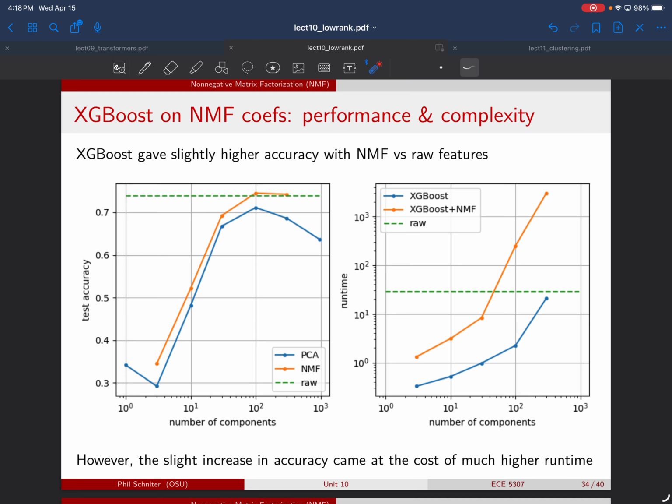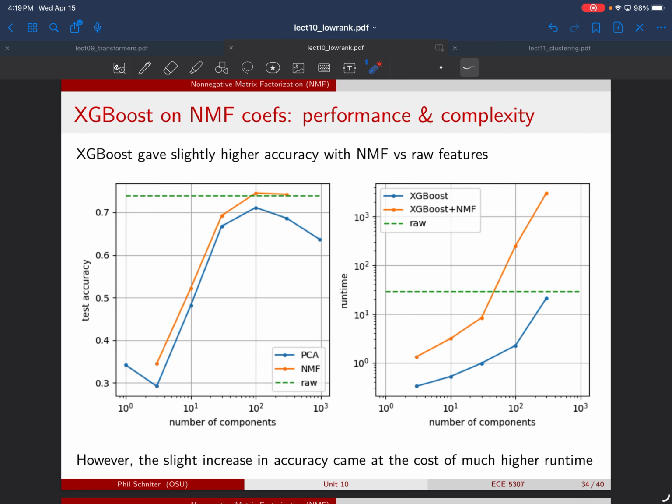But this improved accuracy comes at a computational cost. So now we're plotting runtime on a log scale. And if you want to use 100 NMF components, then yes, XGBoost runs relatively quickly at 100, but there is a high cost to doing an NMF. So in fact, this is about an order of magnitude, 10 times more expensive than just doing XGBoost on the raw coefficients. So if you invest 10 times as much effort, you can improve the performance a tiny bit.